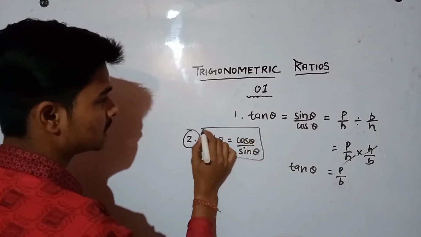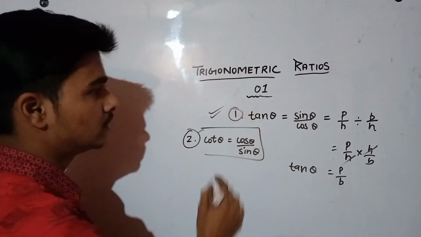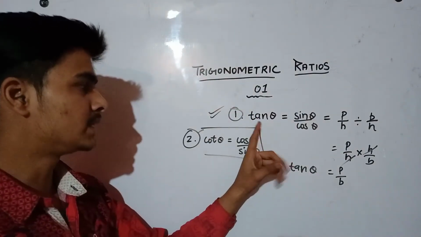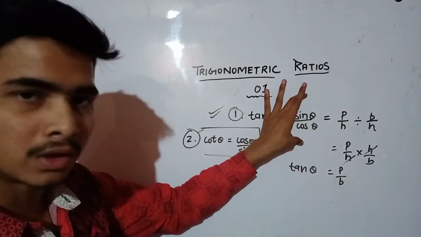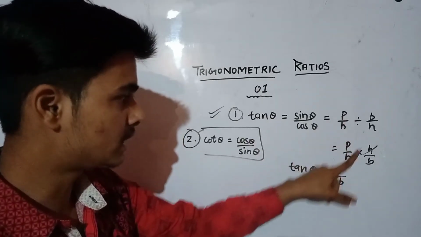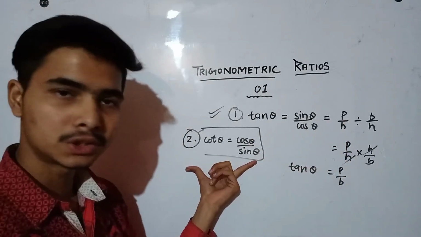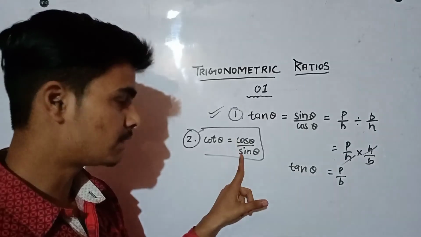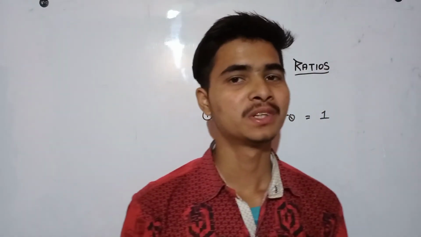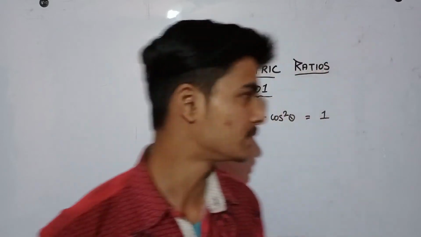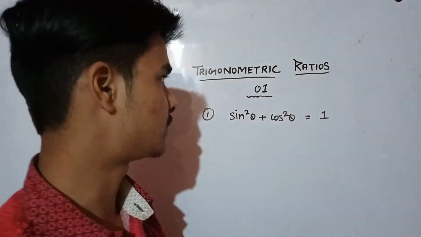So these are the next two formulas which you need to make a note of in your copy: tan theta is equal to sine upon cos, which I have proved, and another is cot theta is equal to cos theta divided by sine theta. Now this is the last relation, or the formulas required, for this chapter.